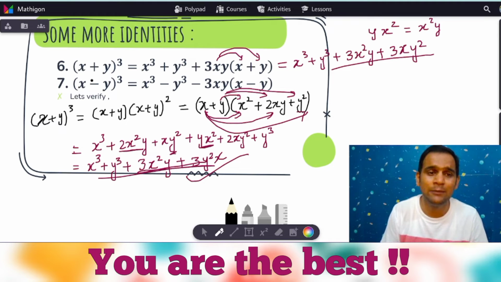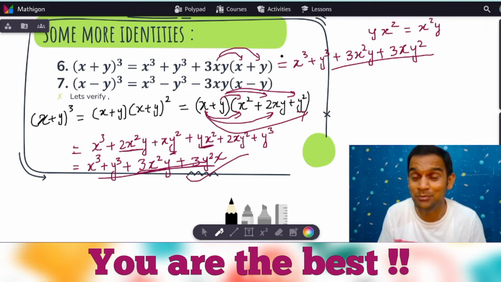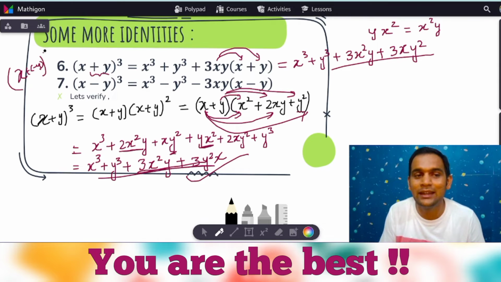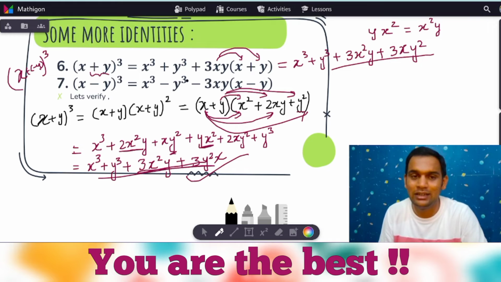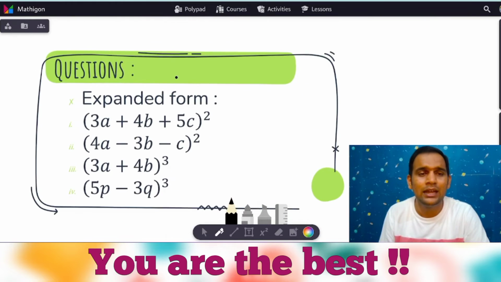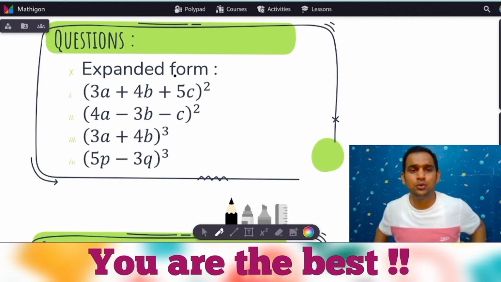Now in a similar way, you can also verify x minus y cube, or you can also do something which we did in the last one. Instead of plus y, we can write it as x plus minus y to the whole cube. And the formula which we have got, you can substitute it, instead of plus y, you can substitute minus y, and you will get the formula very easily. You can try to do that. If you have doubt, just comment down. I will explain that in a little video. Okay, now let's go on to solve a few questions.